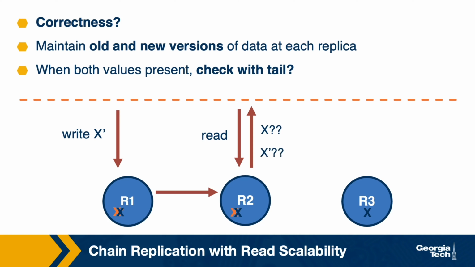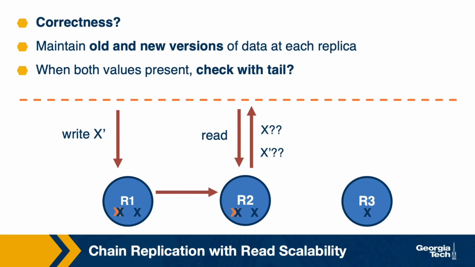However, there is this update to x prime that's in progress, so perhaps we should make sure that R2 returns x prime. In fact, R1 may already have updated a value at R2 to x prime. So in that case, R2 has x prime, but this update has not been propagated through the chain. We don't know whether it's going to get committed. And so again, we don't know whether we should return x, the old value, or x prime, the value which just got updated at R2.